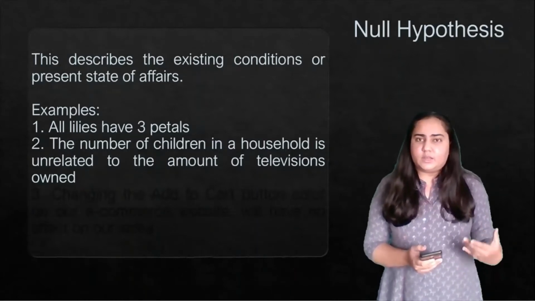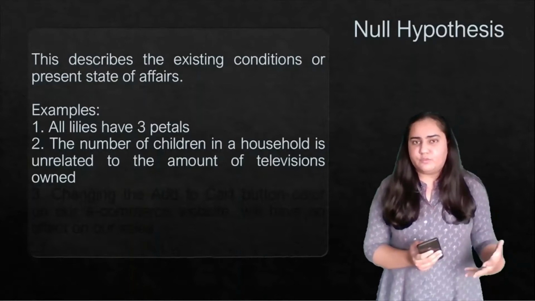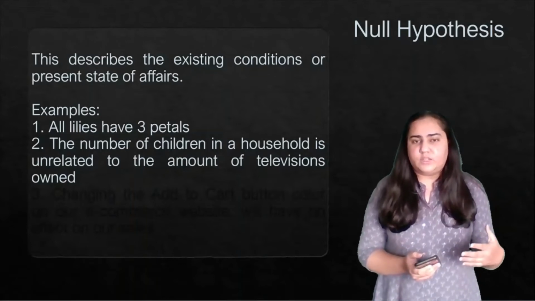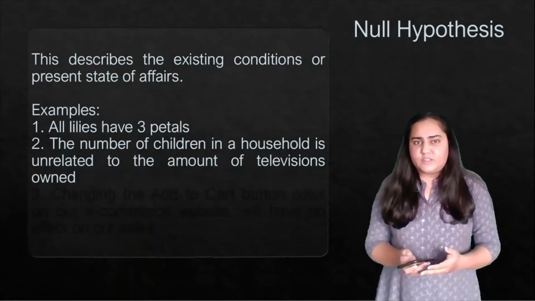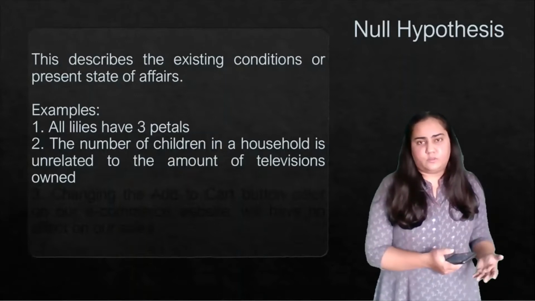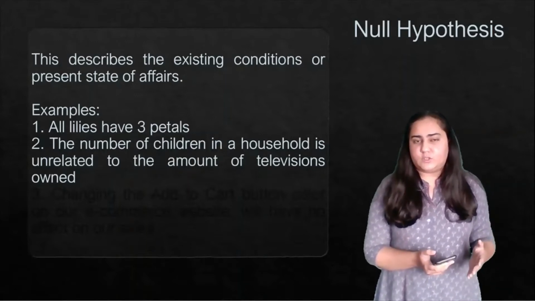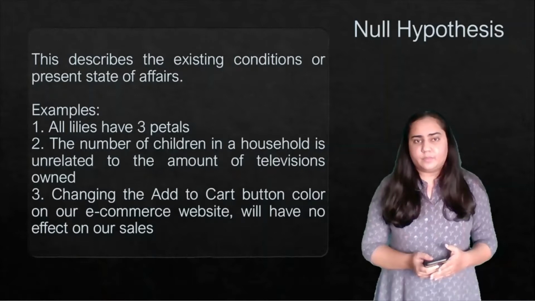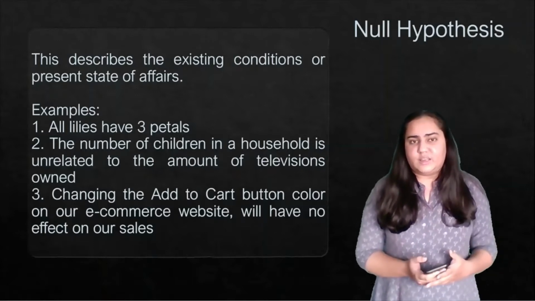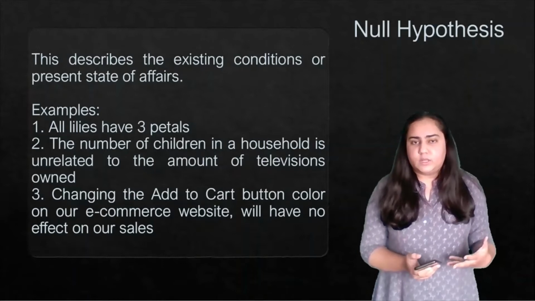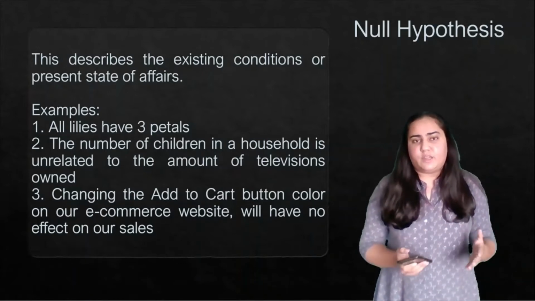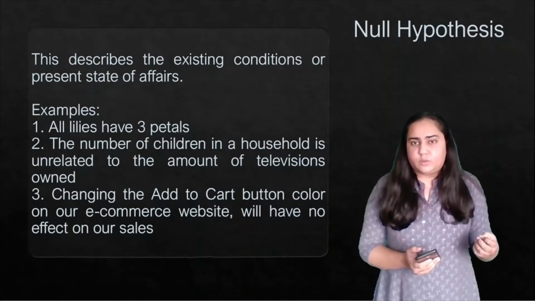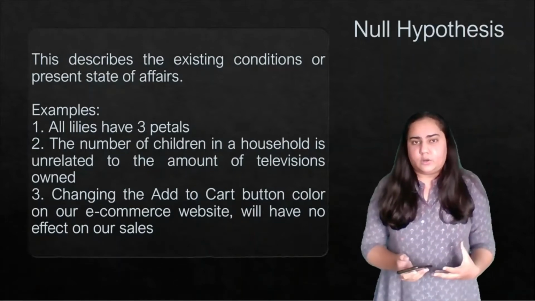Now, this is again a null hypothesis because it hasn't been proven true or false, but we are not trying to research this topic. We are trying to research the impact of the number of televisions in the household on the number of children. So when we are doing research on this, the null hypothesis is that both have no relation at all. The third example could be, changing the add to cart button on the e-commerce website will have no effect on the sales. So this is once again a null hypothesis, which is what we assume before we begin our research.